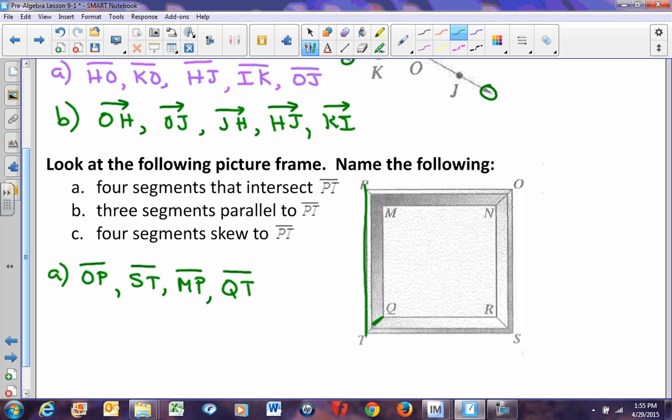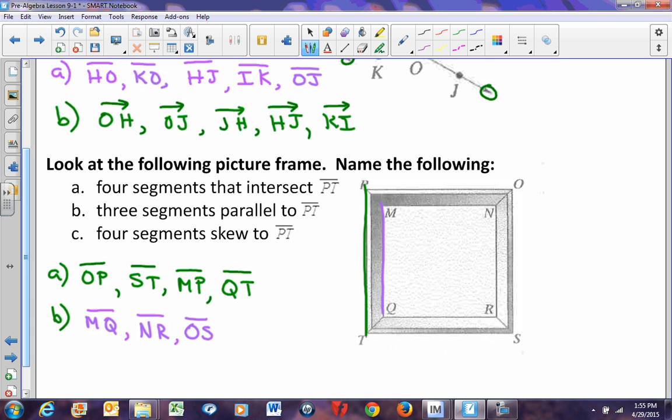Now we need 3 segments that are parallel, which means they lie on the same plane, but they will never intersect with PT. Okay, so PT is the green line here that I'm looking at. I'm going to erase this little piece right there. So I need lines that are parallel, like MQ. MQ here is parallel, isn't it? So MQ is parallel. And if NQ is parallel, that means NR is parallel because NR is parallel to NQ. And you're like, well, that's only 2. I need 3 segments. Well, if you go over 1 more, you still have OS, don't you? So OS is also parallel to PT.